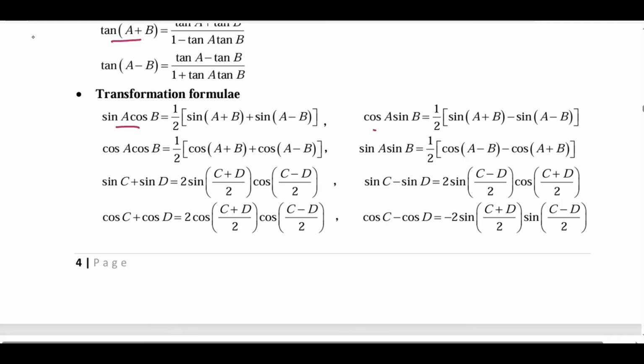You can see here, cos a cos b will be cos and cos. Sin a sin b will be cos and cos. Cos a sin b will be sin and sin. Sin a cos b will be sin and sin.